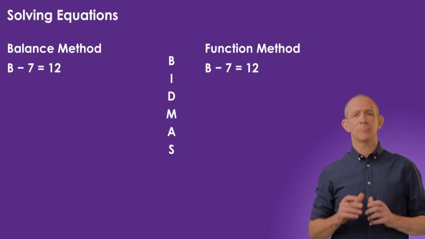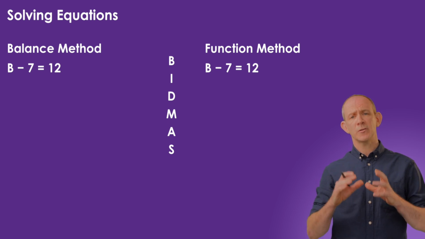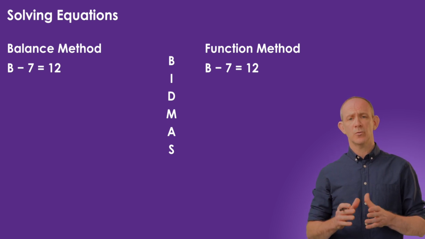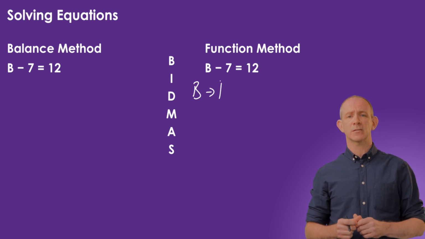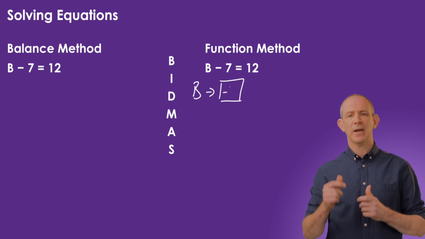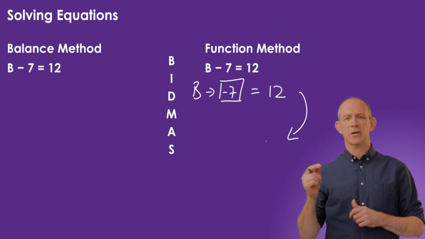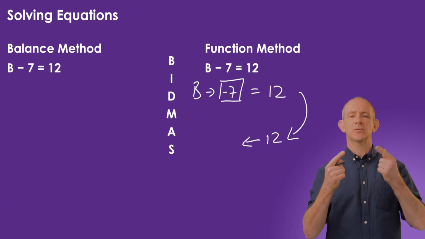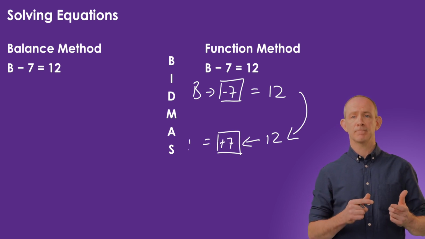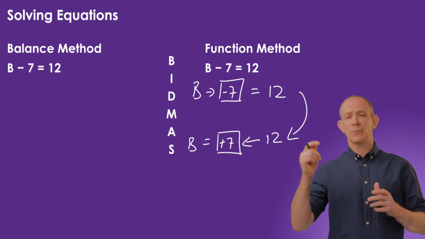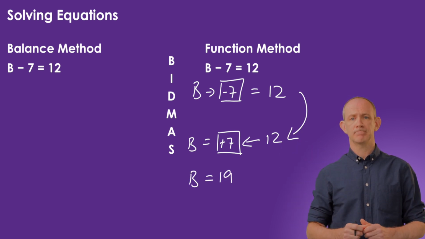Here we have the equation b take away 7 equals 12. So if we use the function method, we'd look at b, which is what we're trying to solve. The first thing we would do with that is take away 7, and that would equal 12. If we look at reversing that, we would have 12, and then we would do the opposite of what's on top, which is to add 7, and that would give us b. So we can now say b, if we work from right to left, 12 plus 7 will equal 19.